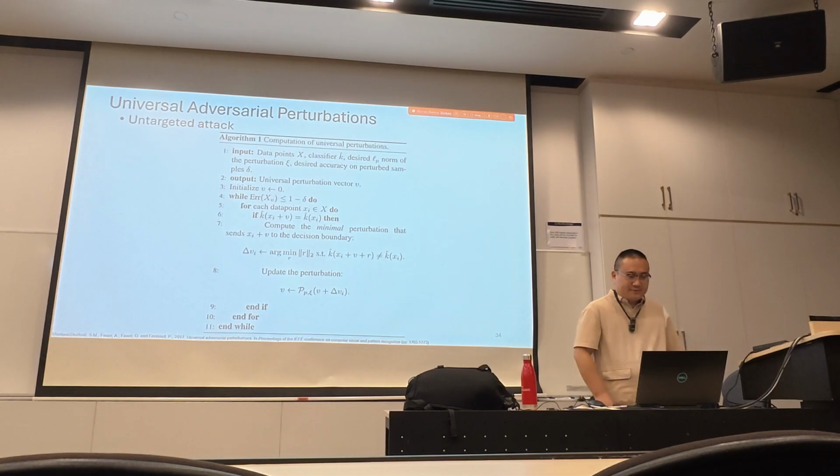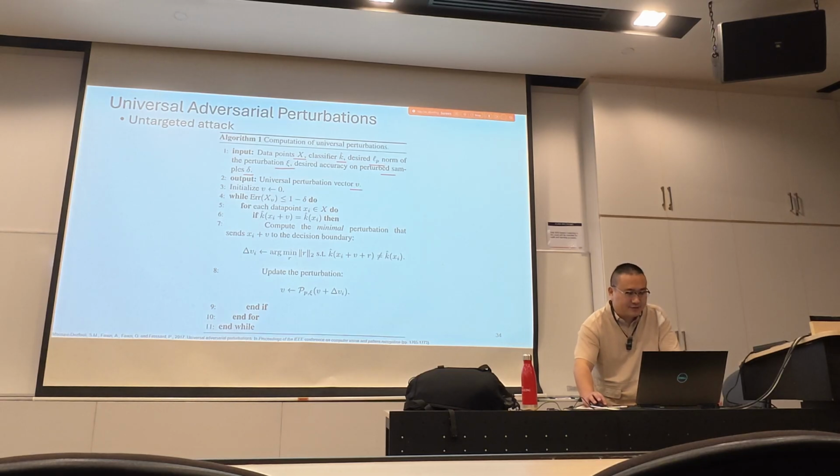Under these settings, let's see how we can generate UAPs for an untargeted attack. Here's the algorithm that we can use. We have a set of data points, which is a set of images, the target model, and the desired LP norm for the perturbation, which is a constant we use to constrain the perturbation. We also have the desired accuracy on the samples. The return of the algorithm is the UAP that is generated.